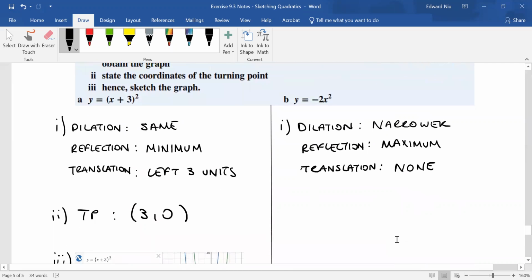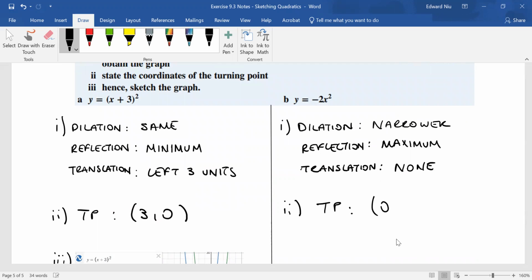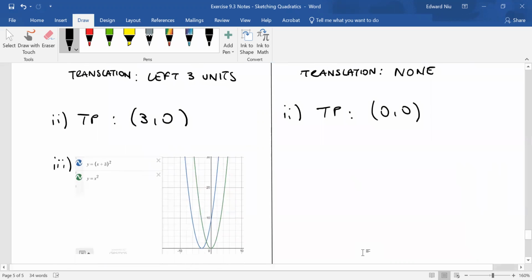So our turning point is still the origin. All right, the graph's width just changed. So it's gotten narrower, and then it's also an unhappy face. So it's been flipped, but it hasn't actually moved. All right, what does that mean? Let's put it into Desmos and we'll sketch it out for comparison. Just give me a moment.